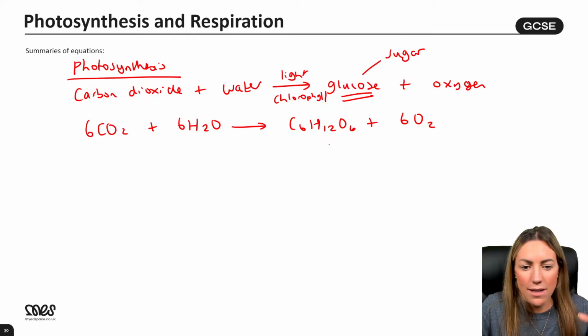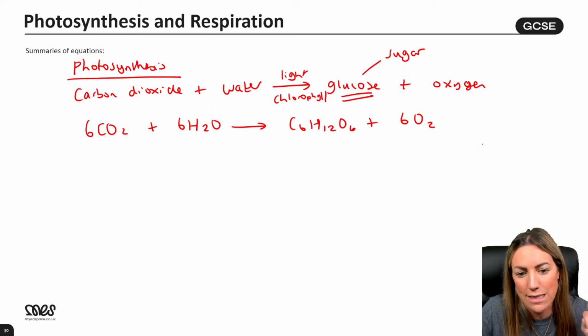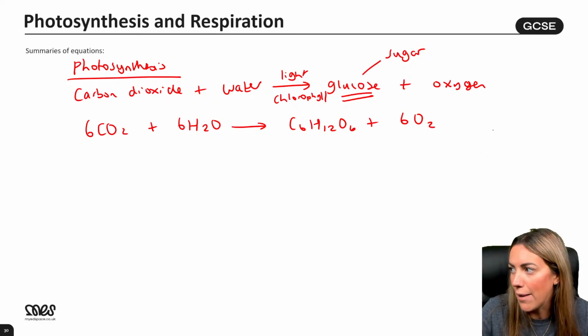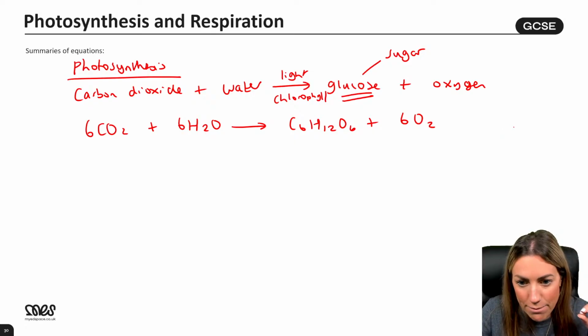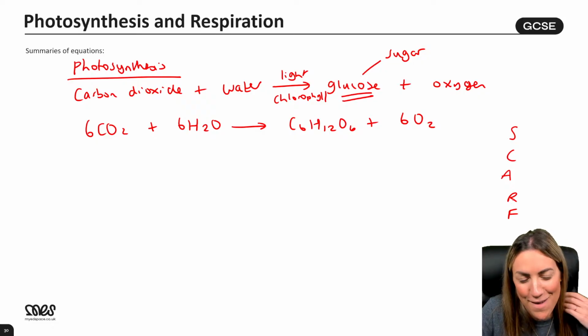I'm definitely going to go too late here, but can we quickly just whip through the uses of glucose in a plant, please? Because I've just said photosynthesis makes glucose. Glucose is super important for a plant. Do we all know the little acronym? Yes, we do. I've seen SCARF, right.